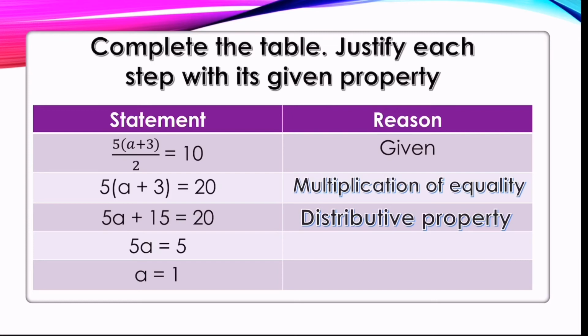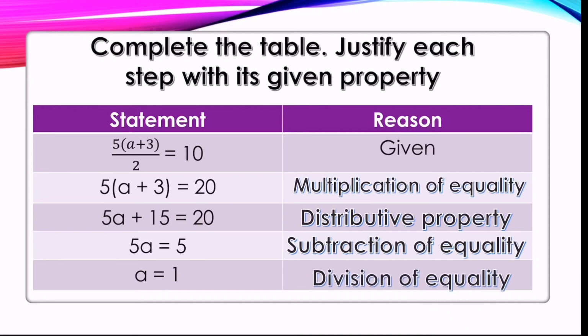All right, now we're on row 4 for our reason. What did we do? Obviously, the 15 got moved. How do I move that? Subtraction property of equality. And last, I got rid of that 5 with the A. So what did I do? I divide both sides by 5. That then is the division property of equality.